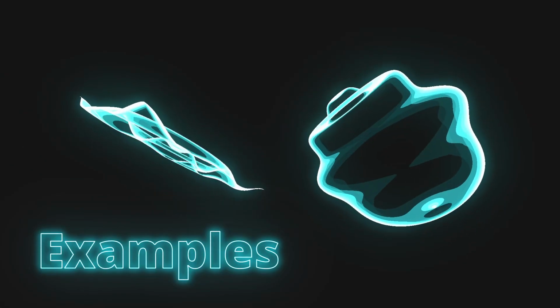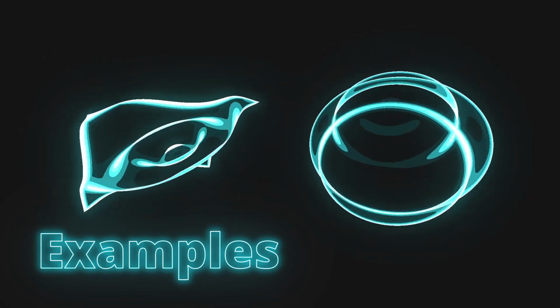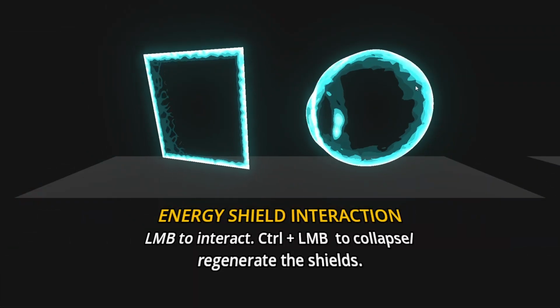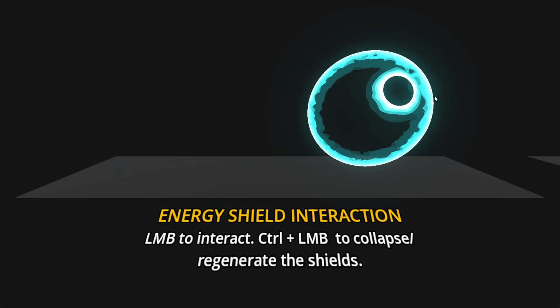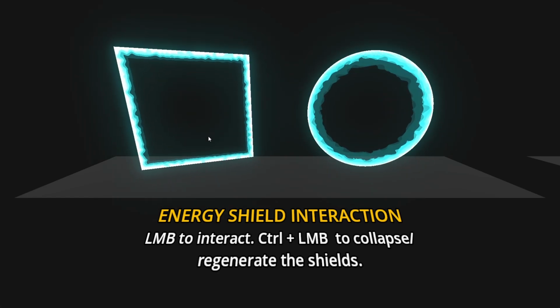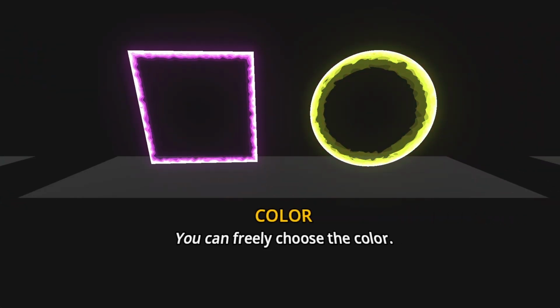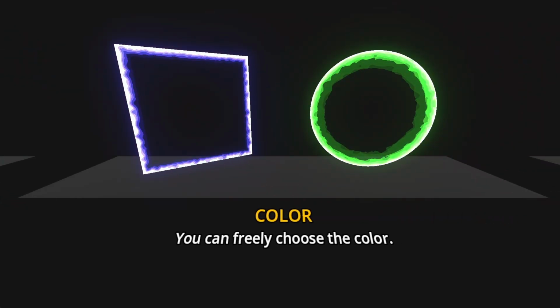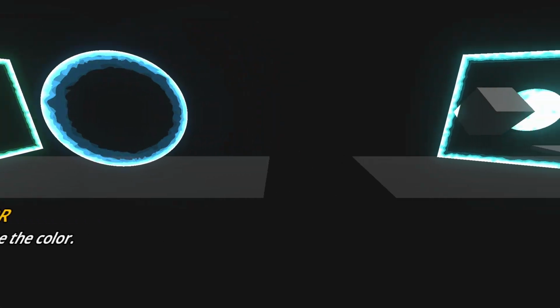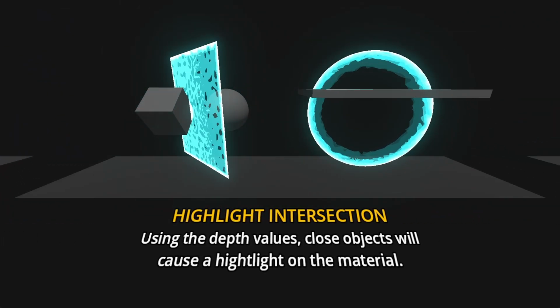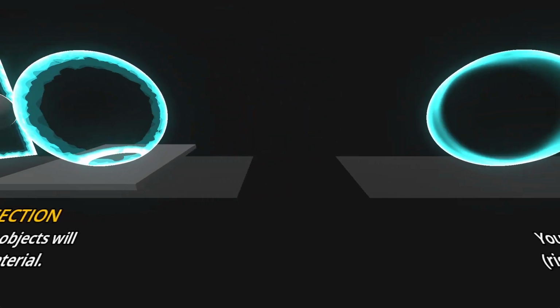Here's a quick showcase of the example scene available on my GitHub. This energy shield is interactive, so mouse clicks can trigger impacts and you can collapse or generate the shield dynamically. It's fully customizable with a wide range of colors, ensuring it fits seamlessly into various visual styles. Nearby objects or intersections with them can be highlighted, which allows for some interesting effects.